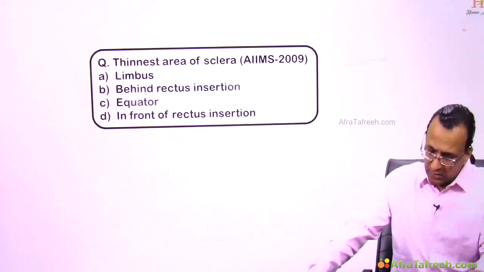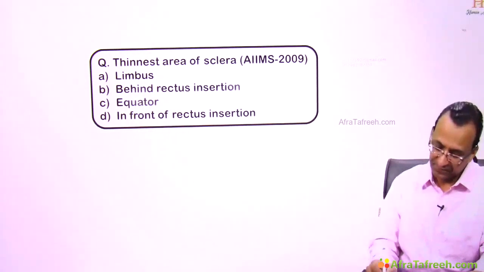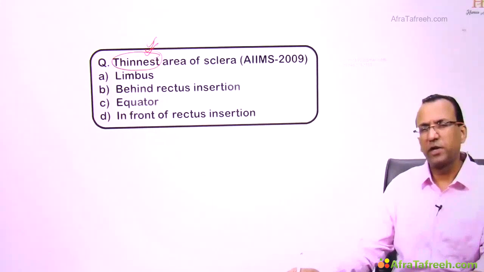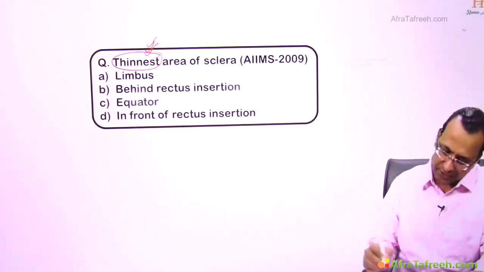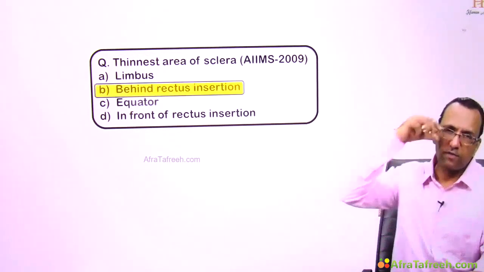Can you tell me what is the answer to this question? Thinnest. You know already. So maybe it is lateral rectus, medial rectus, superior, inferior rectus. All the four recti insert into sclera, and just behind the insertion is the thinnest sclera. That we know the answer already.